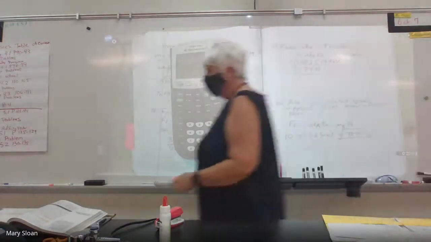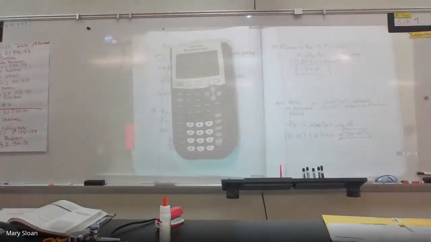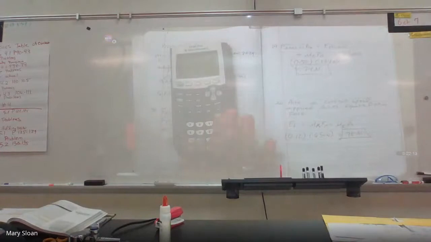So use your calculator and let's try that. 0.12 times 650. I got 78 newtons.